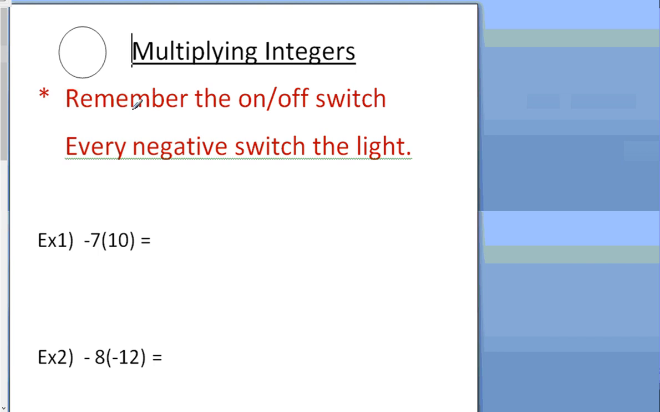Okay, today I'm going to be teaching you how to multiply integers. Over the years, I've taught multiplying and dividing integers lots of different ways. In fact, up until about 3 years ago, I would teach multiplying and dividing with rules. So I would teach you adding and subtracting with Rule 1 and Rule 2, and then I would teach you multiplying and dividing using Rule 3 and Rule 4.